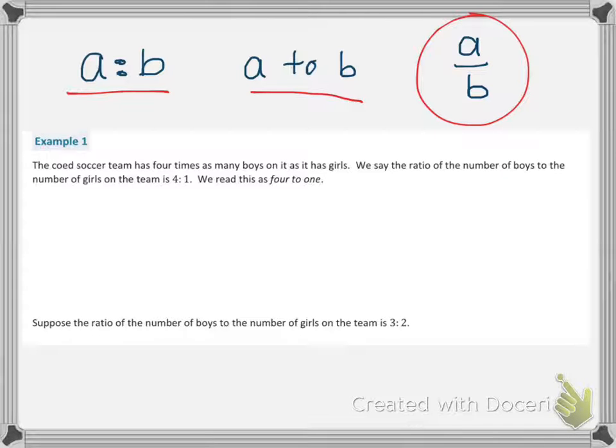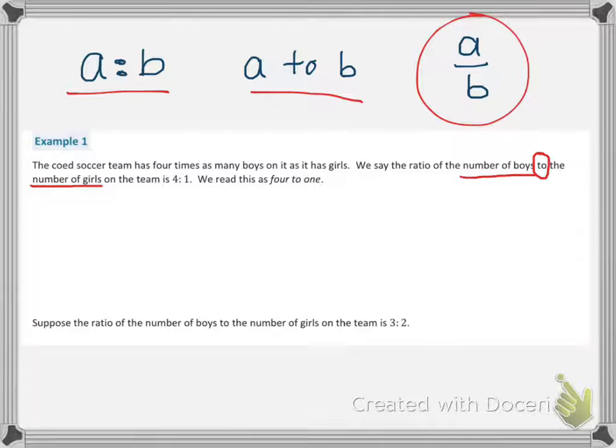All right, the important thing about ratios is order. The first value has to match up with whatever we're talking about first. So let's look at example 1. And this says, the co-ed soccer team has 4 times as many boys on it as it has girls. We say the ratio of the number of boys to the number of girls, let me point this out, the number of boys to the number of girls, that's the ratio.